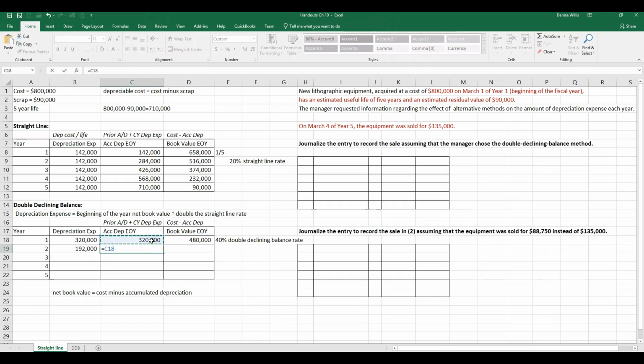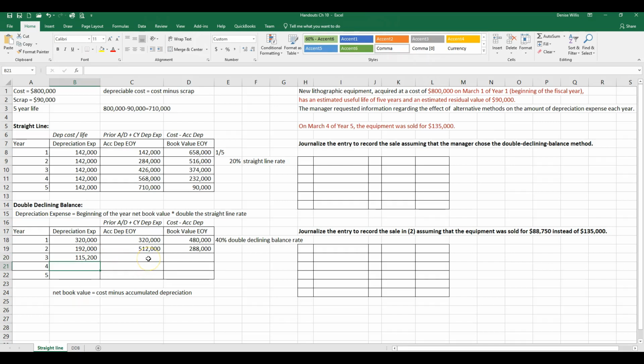Accumulated amount, we take that from prior year, we add the current year amount to it. We now have accumulated depreciation at the end of year two of $512,000. To get the book value, we're going to take the $800,000 and we're going to subtract that, and we have a book value of $288,000 at the end of year two. And of course, this book value at the end of the year is the beginning of the year amount for the third year. So now we can say this is $288,000 times 0.4 and get the third year.